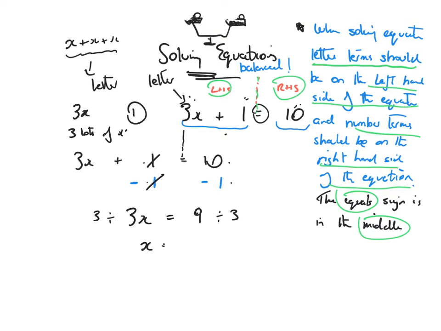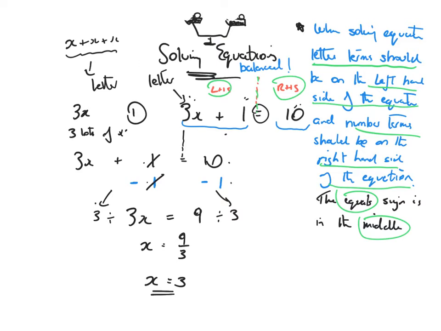Okay, so that's keeping it balanced again. So if I divide that side by 3, I'm okay as long as I divide this side by 3. Okay, so 3x divided by 3 gives me x, and 9 divided by 3, well, I'm going to write that as 9 over 3, and that gives me x equals 3, final answer.